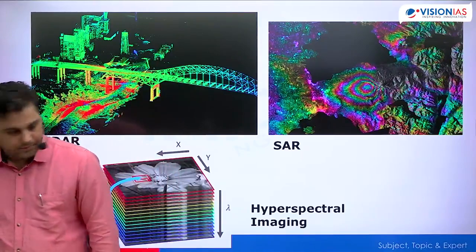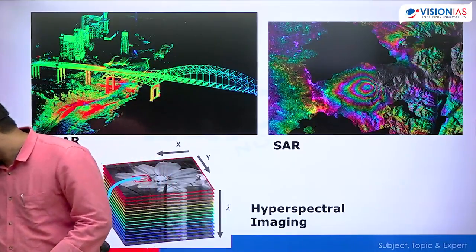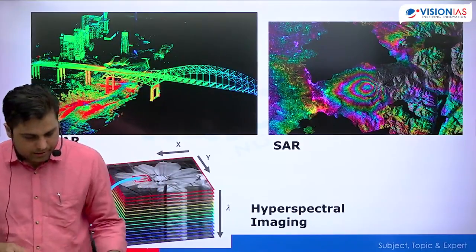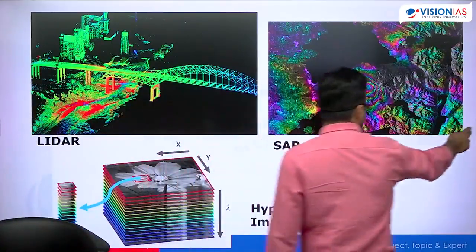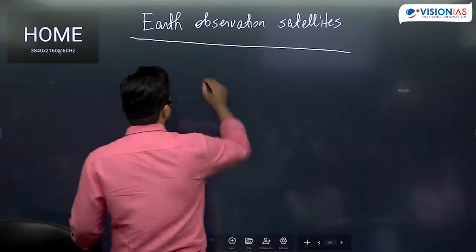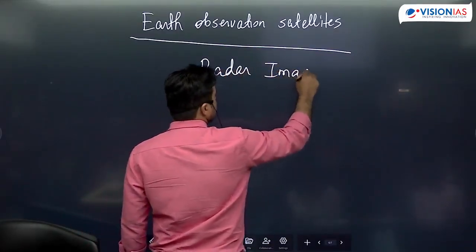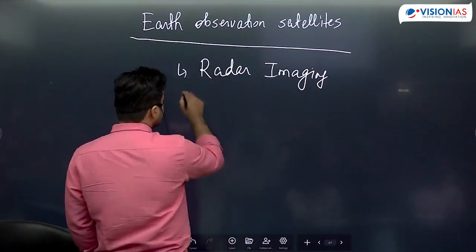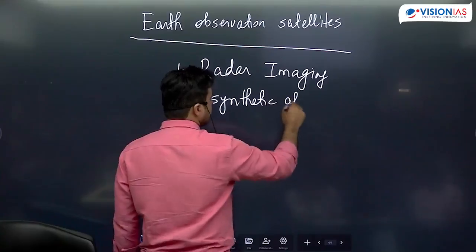Some of the techniques are, write down in bullet points. Some of the techniques are radar imaging, and one more sophisticated version of this is called synthetic aperture radar.